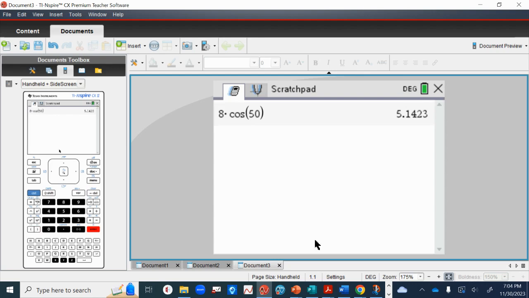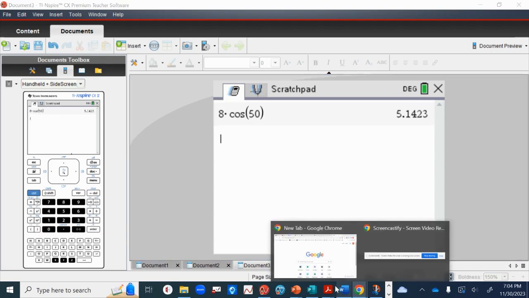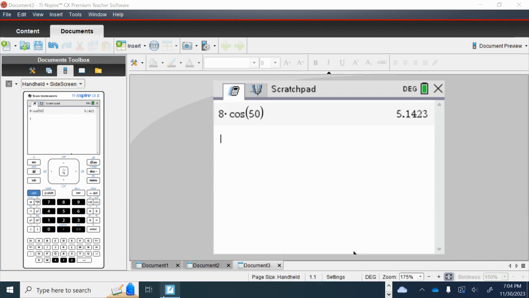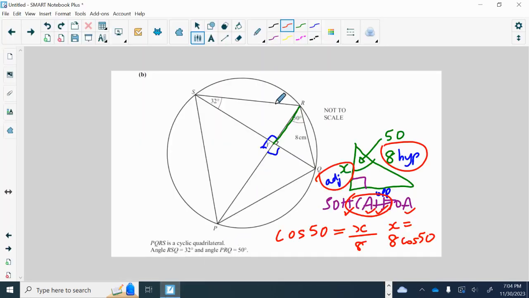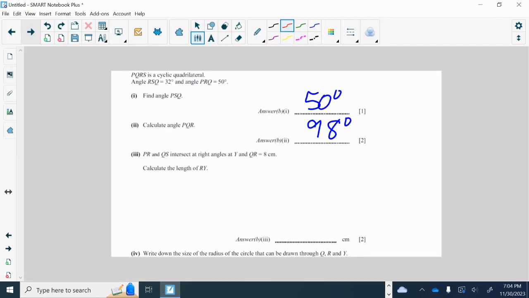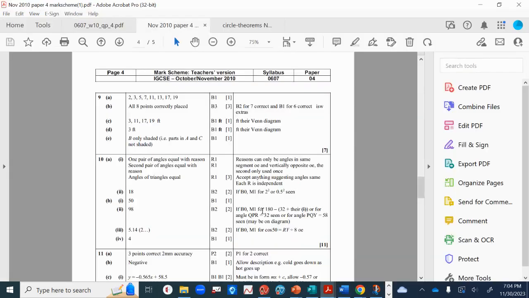So 5.14. Let's just do a quick check to make sure there are no silly mistakes. Look at the mark scheme. So 5.14 centimeters. But yeah, let's just quickly delve into the mark scheme. Make sure there are no errors here. So 5.14, 98, and 50. So yeah, all good. And yeah, 18 for the other.